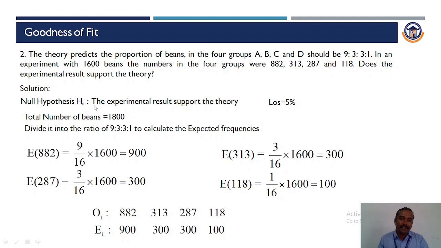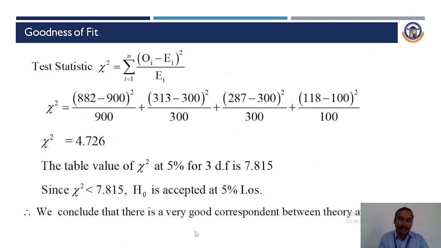Now set up the null hypothesis H0. Here H0 is that the experimental results support the theory. Again I am using the same level of significance, 5%. So here the values of O and E, that is the observed and expected frequencies, are given. Then apply the chi-square test. The test statistic formula is given here.